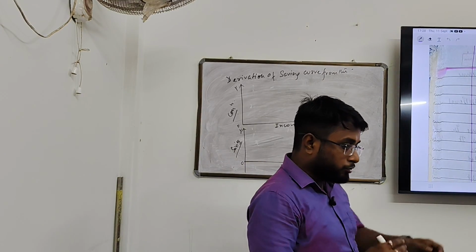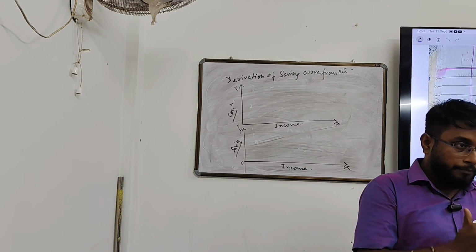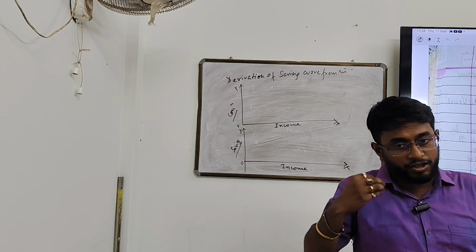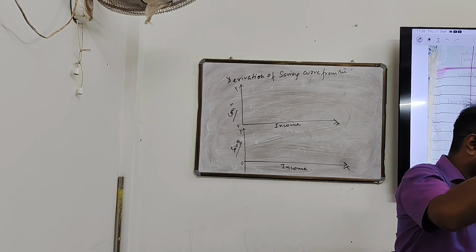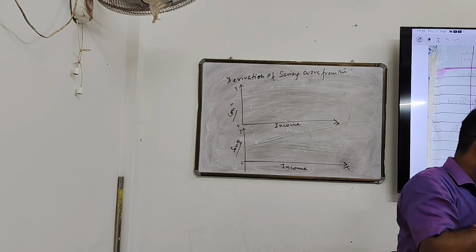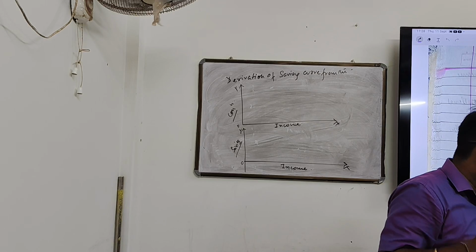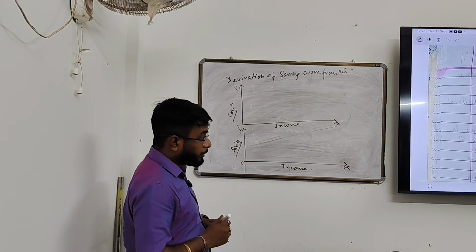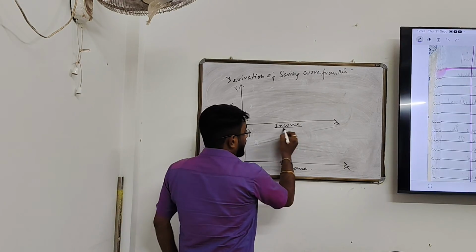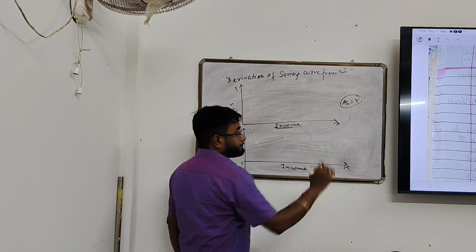Let me repeat: two diagrams, upper and lower. In both diagrams, in the horizontal axis we will measure income, but in the upper panel, in the vertical axis we will measure consumption, and in the lower panel we will measure savings. Clear? First we will draw the income curve, where we know AS is equal to Y.